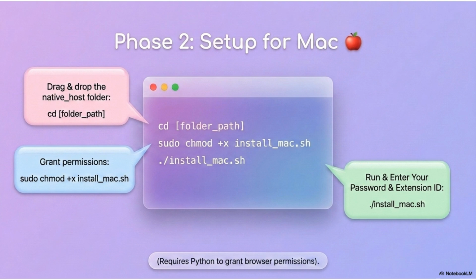Phase 2. Setup for Mac. Now, why do we need a native host? Chrome needs a special permission slip to talk to other apps on your OS, and this host script acts as that bridge. It does require Python to run.